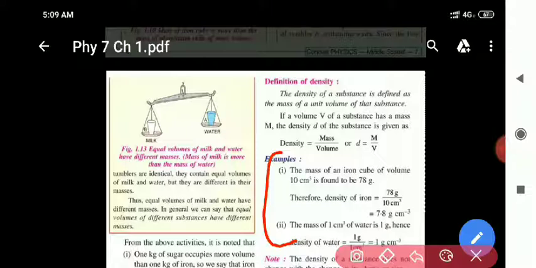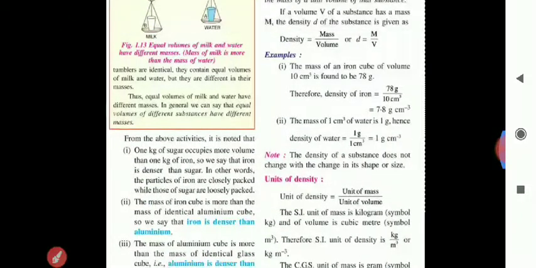Mass of an iron cube of volume 10 centimeter cube is given, that is 78 grams. Therefore density of iron equals mass upon volume, 78 upon 10, 7.8 gram per centimeter cube. Mass of 1 centimeter cube of water is 1 gram. Hence the density of water is 1 gram per centimeter cube.